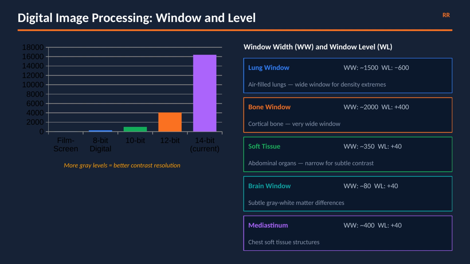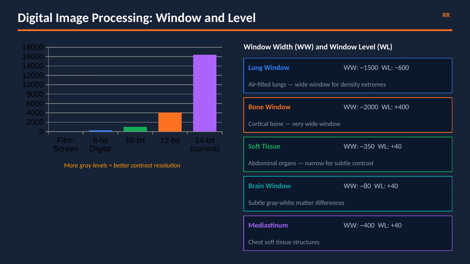That enormous gray scale is what gives digital imaging its contrast resolution advantage over film, the ability to distinguish between tissues of very similar density. But displaying 16,000 shades of gray on a monitor that shows only a few hundred requires window and level.